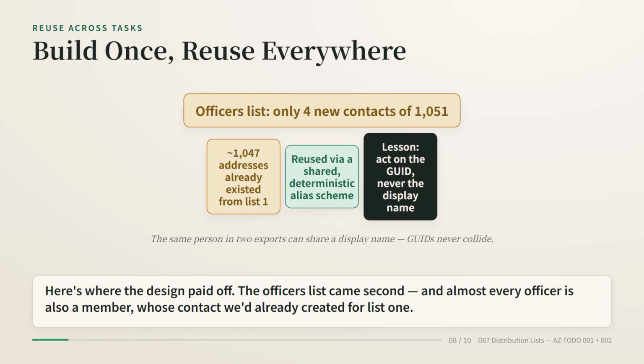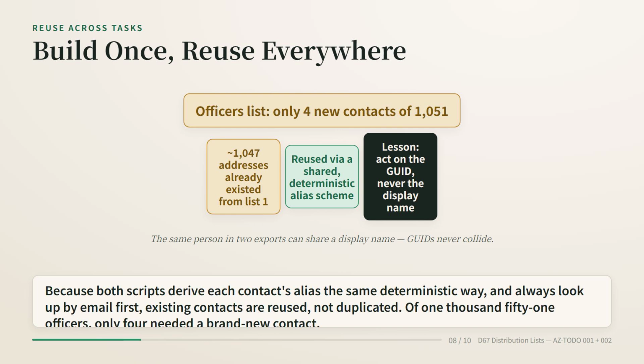Here's where the design paid off. The officers list came second, and almost every officer is also a member, whose contact we'd already created for list 1. Because both scripts derive each contact's alias the same deterministic way, and always look up by email first, existing contacts are reused, not duplicated. Of 1,051 officers, only 4 needed a brand new contact.